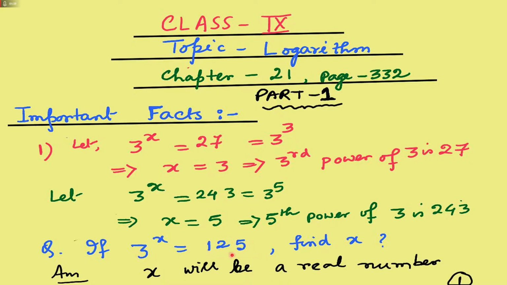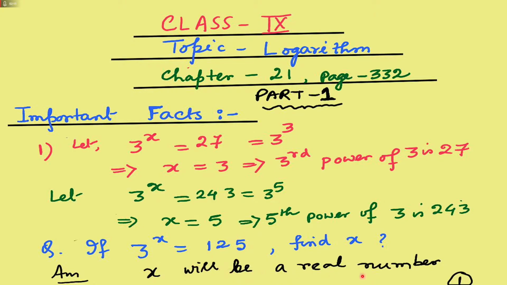It is very much impossible to write this 125 as some power of 3 where the power is an integer, that means a whole number. Then you will be confused about how to solve this question. Actually from these two you can guess that x will be a value between 3 and 5.